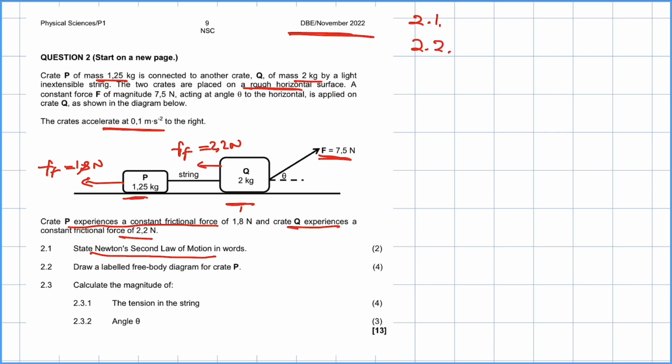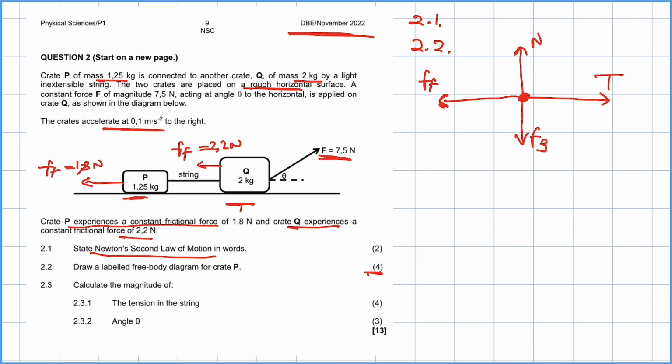And question number 2.2, draw a labeled free body diagram for crate P. So we're going to represent crate P with a dot. Then there is the tension force going to the right, and the frictional force going to the left. Then we have the normal force because the crate is on the surface. And then you have the gravitational force Fg, or W for weight. Okay, so that was for 4 marks.